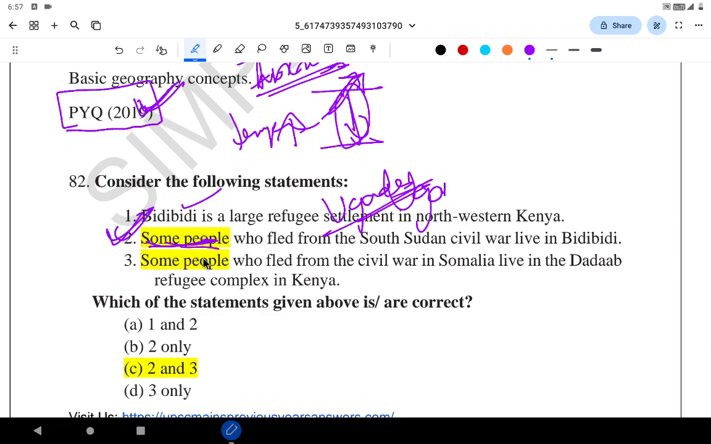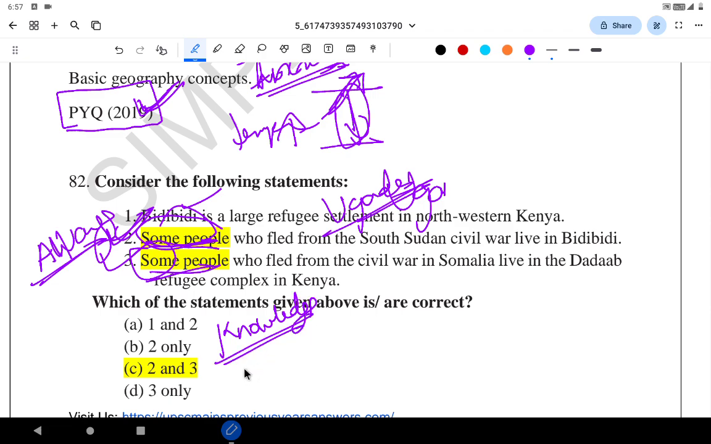Some people who fled the civil war in Somalia live in the Dadaab refugee complex in Kenya. Some people who fled, correct. Even if one particular person is there, then the statement is correct. Whenever UPSC gives the word "some", usually, always, I can't even say usually, always, that particular statement will be correct. Please remember all this. You cannot clear the UPSC Prelims just by knowledge. See, I will not say tricks. These are logical ways to solve the questions. So please know them.